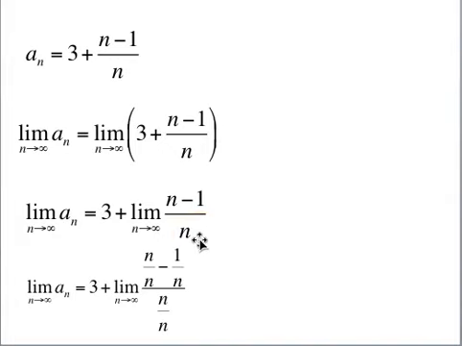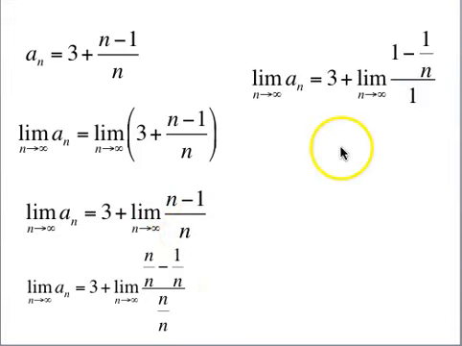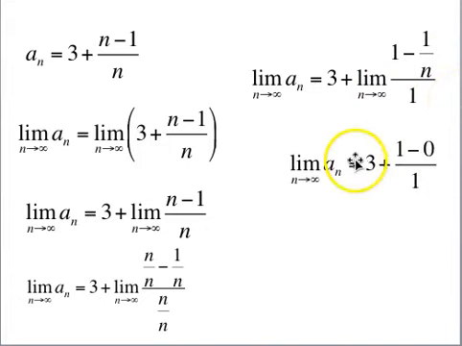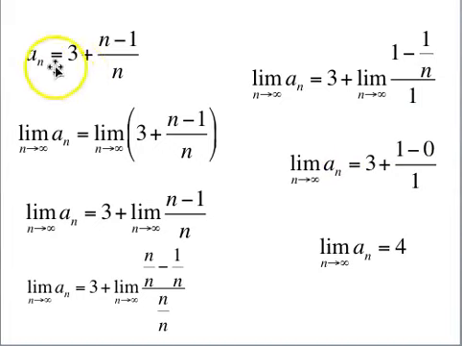But if you want to formalize it, you would divide top and bottom by n: n over n minus 1 over n, divided by 1 over n. N over n is 1, minus 1 over n, over 1, and of course, formally, as n goes to infinity, 1 over n would go to 0. So we get 3 plus 1 minus 0 over 1, 3 plus 1 over 1, or 4. So as n goes to infinity, a sub n, this sequence gets closer and closer to 4.